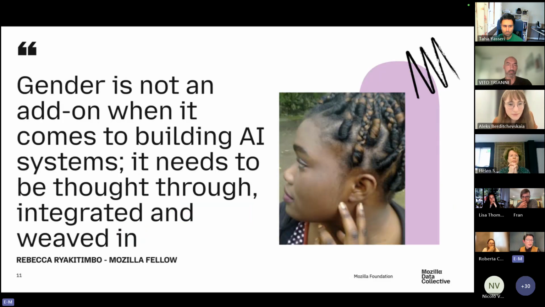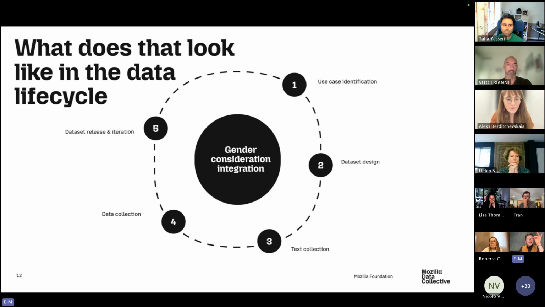I just wanted to talk a little bit about how gender intersects with some of these issues. We ran a project for Kiswahili a couple of years ago where we had 3 Kiswahili fellows who worked for almost 3 years to create the Kiswahili Common Voice corpus. This quote here is from one of them, Rebecca, which is that gender is not an add-on when it comes to building systems. It needs to be thought through, integrated, and woven in. So I thought I'd talk a little bit about what that looked like in that situation.